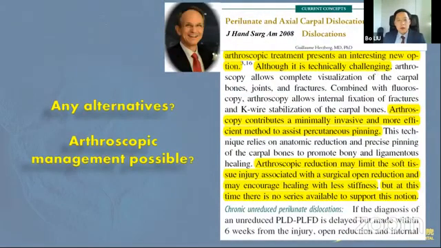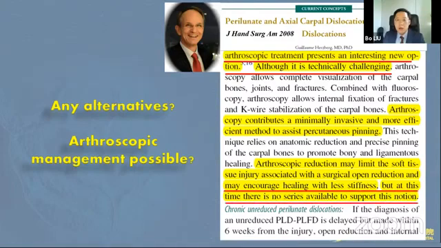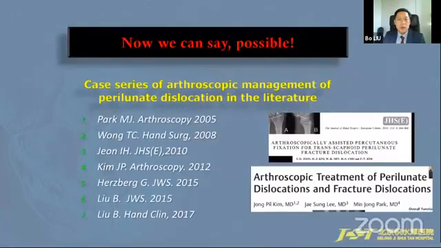Our friend, the former president of EWAS, Professor Hertzberg, is one of the most famous surgeons who has done a lot of research on carpal instabilities. He was invited to write a paper in the Journal of Hand Surgery, 2008. He put that the arthroscopic treatment presents an interesting option. Although it is technically challenging, it may encourage healing with less stiffness, but at that time there was no series available to support this notion. So now we can say it's possible, because cases of arthroscopic management of perilunate injury in the literature are coming more and more.